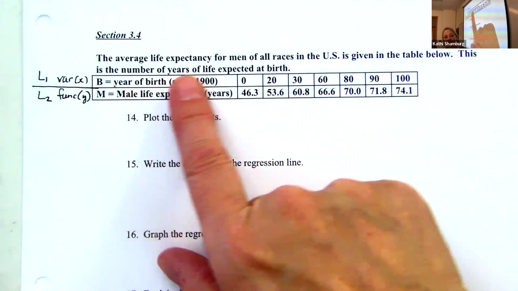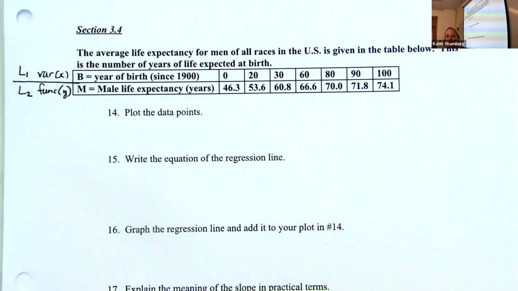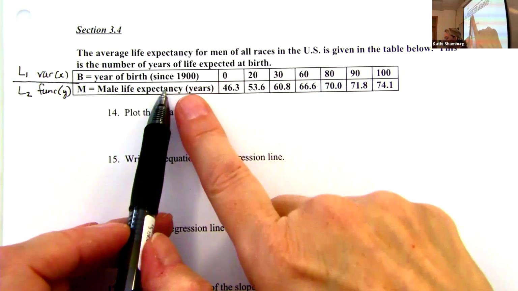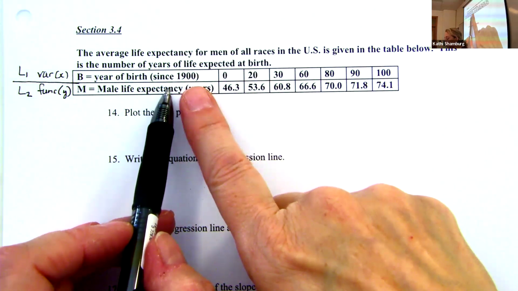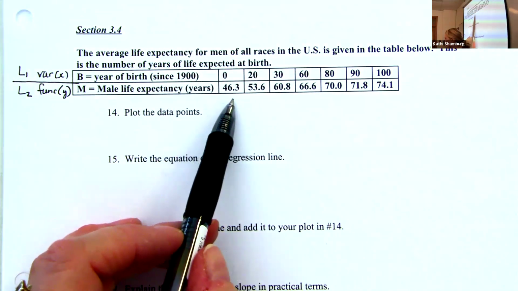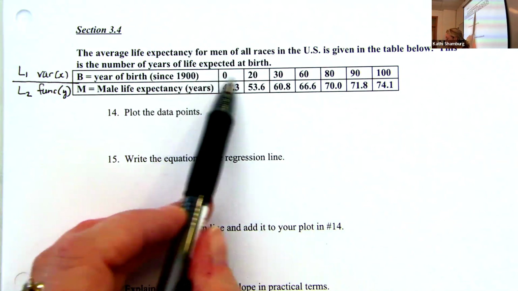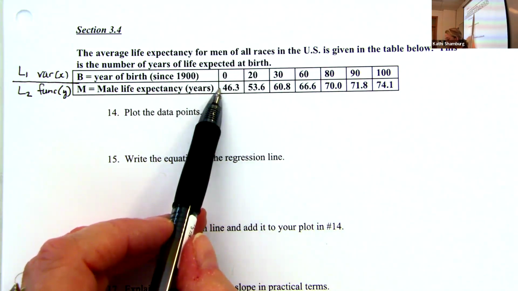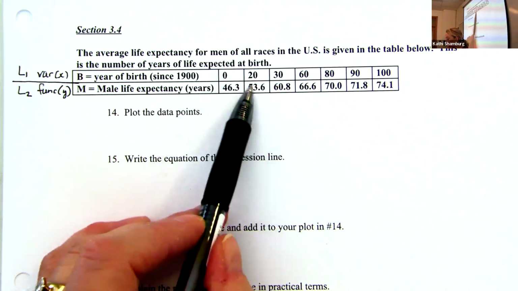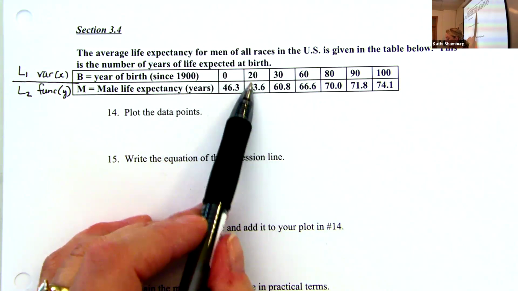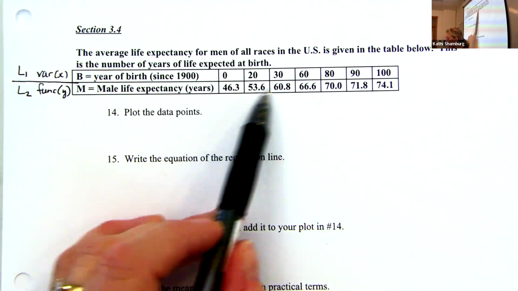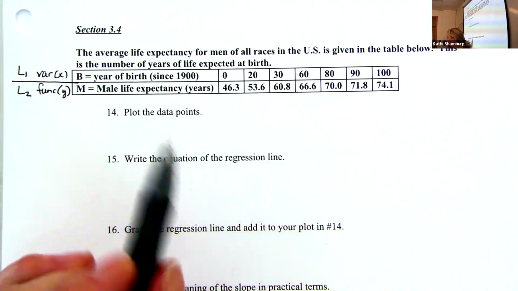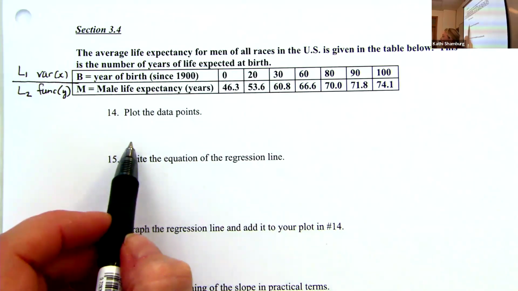Okay. So the average life expectancy for men of all races in the US is given below. This is the number of years of life expected at birth. So 0 means 0 years since 1900. Okay, so they were born in 1900. Don't look at what the life expectancy was in 1900. That's young. So this would be what, 1920? Look at what the life expectancy was. 1930, that's young. Okay. Plot the data points.